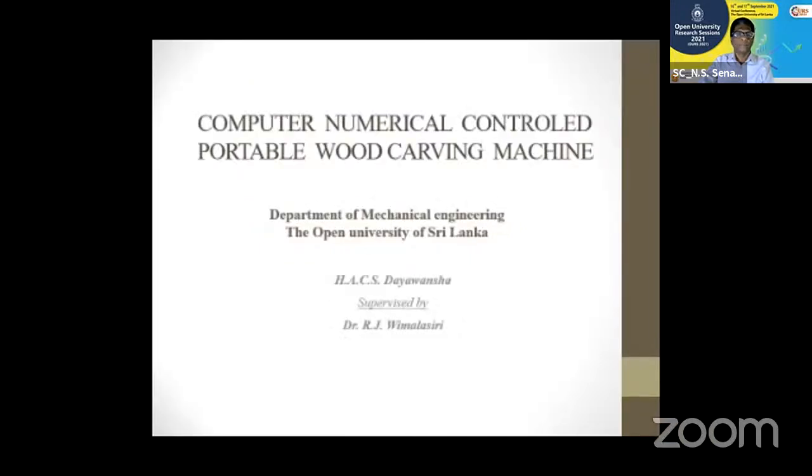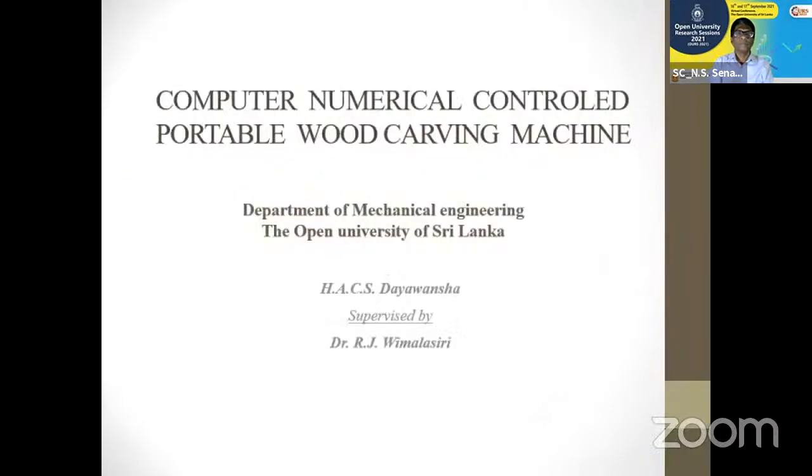Hello everyone, I am Chanuk Sadeep from the Faculty of Mechanical Engineering, the Open University of Sri Lanka. I am going to present my work study, the Portable CNC Wood Carving Machine. This is supervised by Dr. Ruminda Vimalasiri.